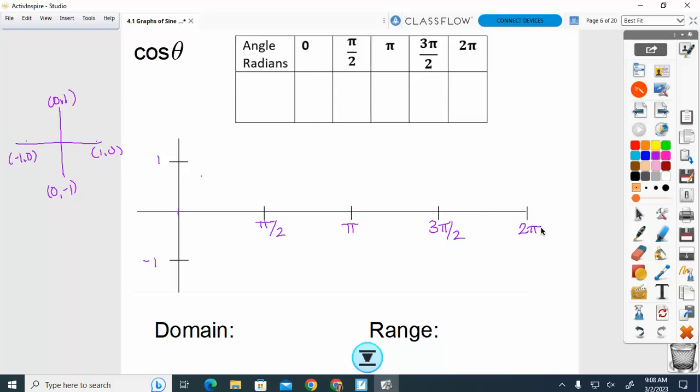All right, what is the cosine of 0? Cosine is the x. 1. It starts up here. At pi over 2, cosine is 0. At pi, it's -1. 3 pi over 2 is 0, and 2 pi, we're back to 1.